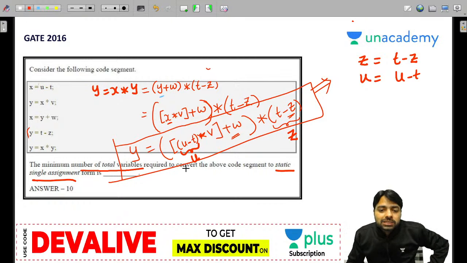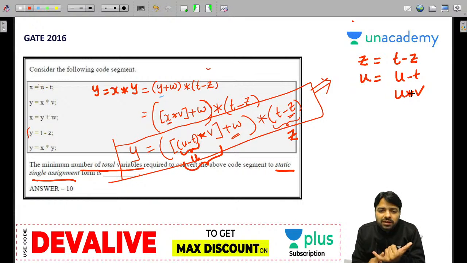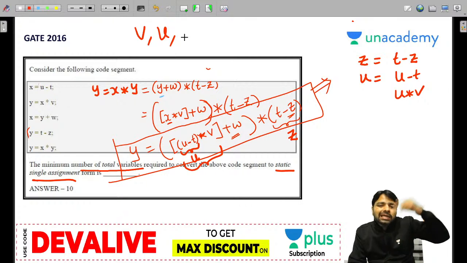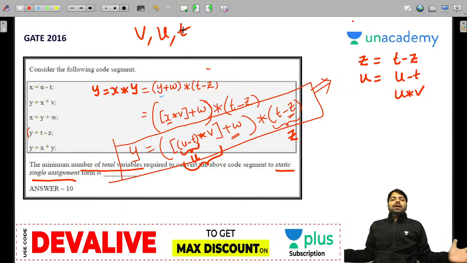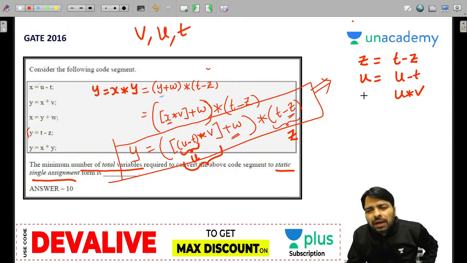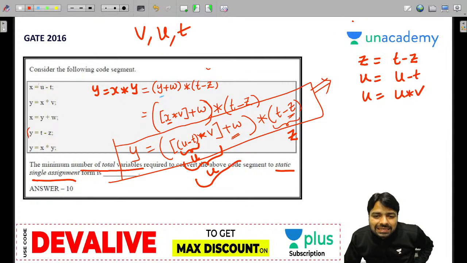Next u multiply with v, u multiply with v. Now after this v is free, v is free and u is free and t was already free, and this many are free right now. You can choose anybody, v, u or t, because I'm already using u, I'm trying to do that. Okay, u and u plus w.